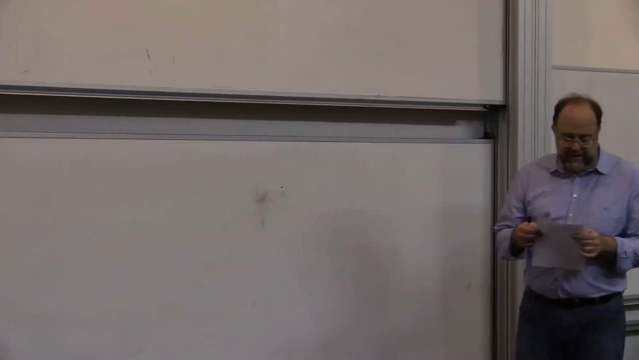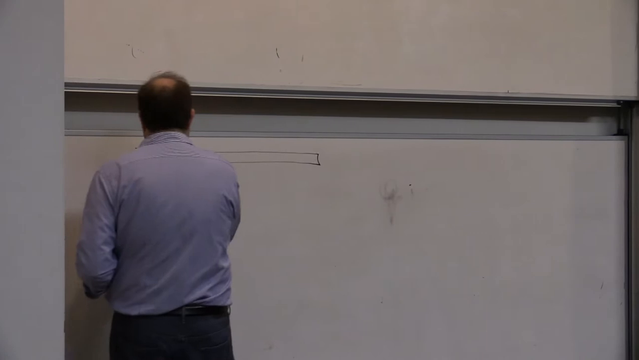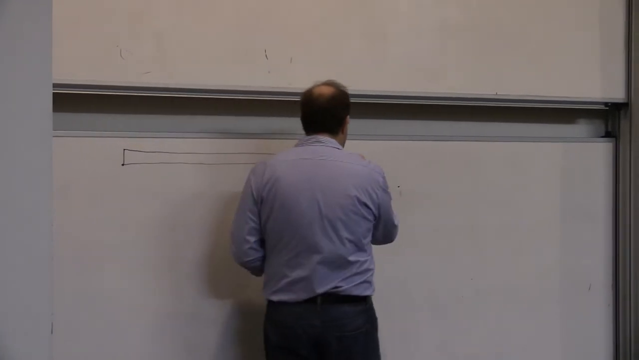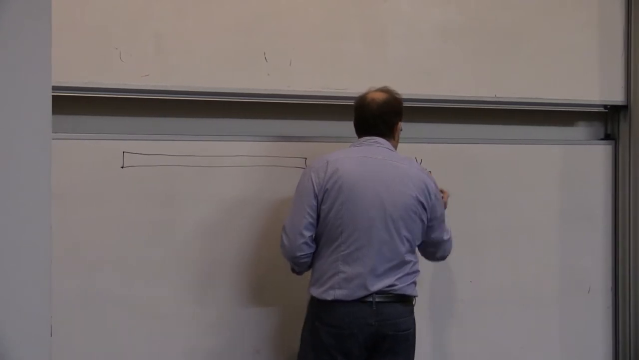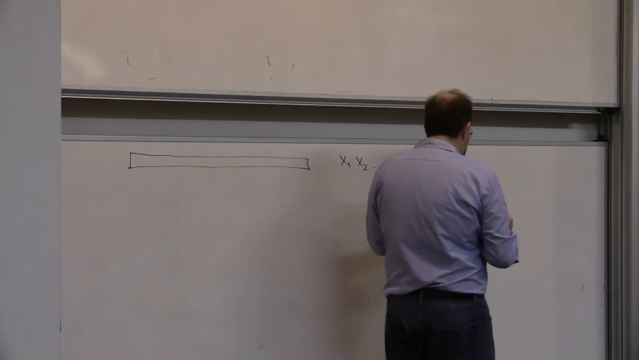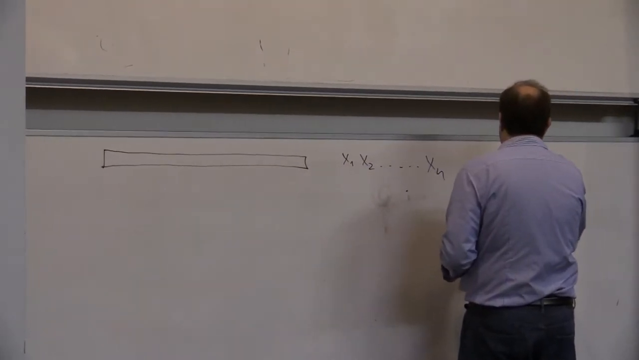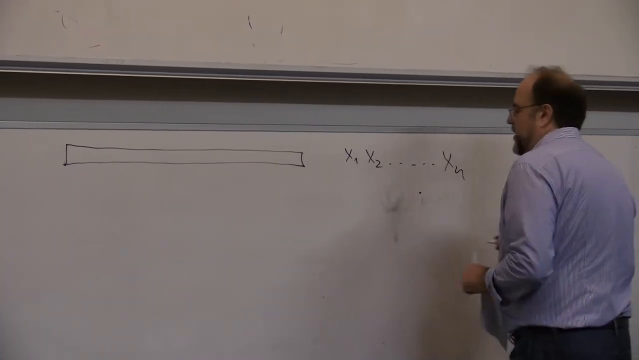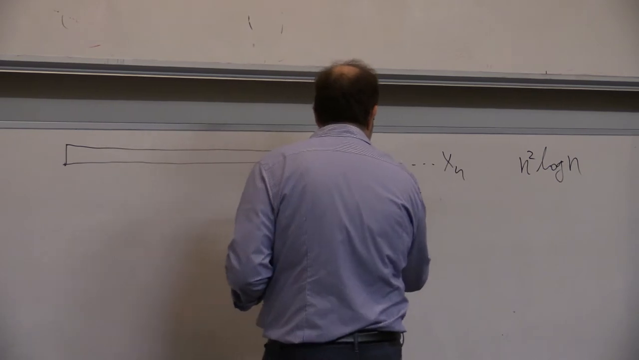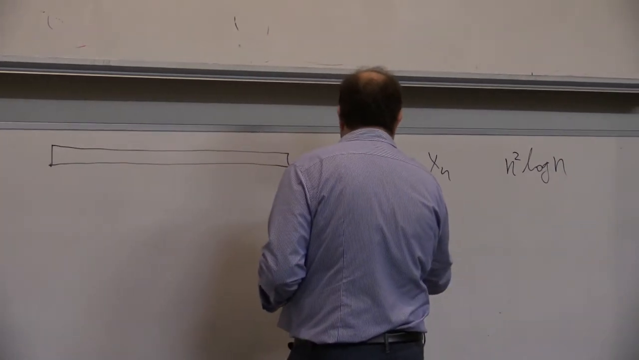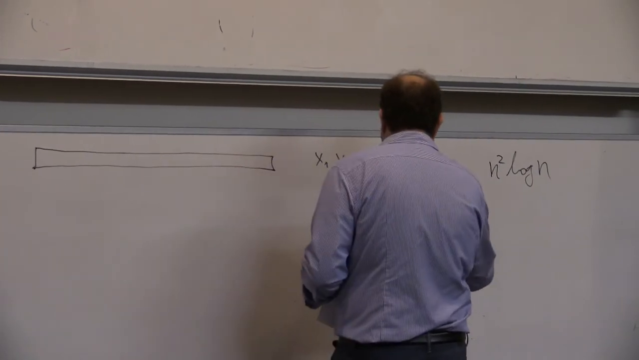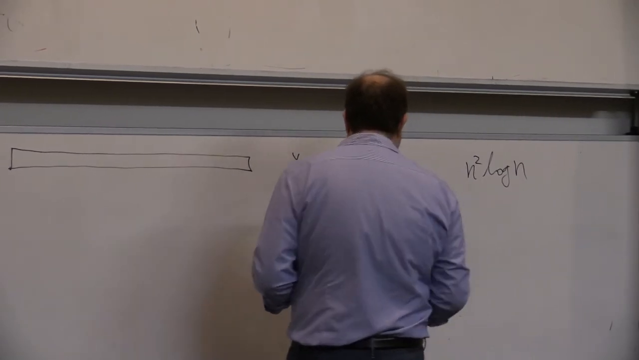You are given an array of integers, x1, x2, up to xn, and you have to see in time n squared log n if there are four distinct integers x, y, u, and v, so that x squared plus y squared equals u squared plus v squared.